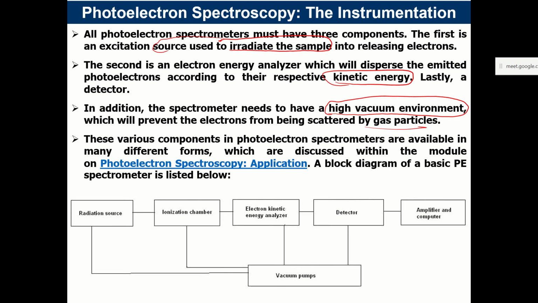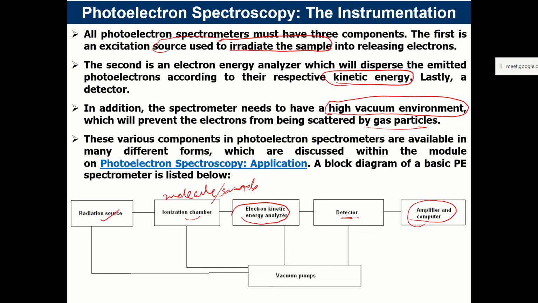So a simple block diagram to understand the system is that you have a source, then the ionization chamber. Light falls on the sample here, so your molecule or sample is here, and it gets ionized. The electron travels and is analyzed by the electron kinetic energy analyzer, and the detector finally converts that signal into a signal that can be read and plotted on the computer. It converts it into an electrical signal, which is further connected to the computer amplifier.